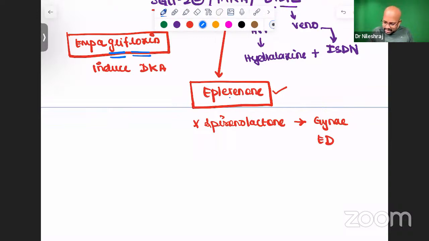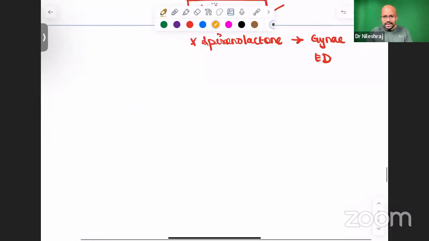Eplerenone, remember with this mnemonic, renone means it has got renal activity. Good. These are all the drugs which we currently use in management of acute heart failure and also chronic heart failure. But we have to know one major point, and that is one drug which we currently don't use in practice, but it is still there in the market. That is digoxin.